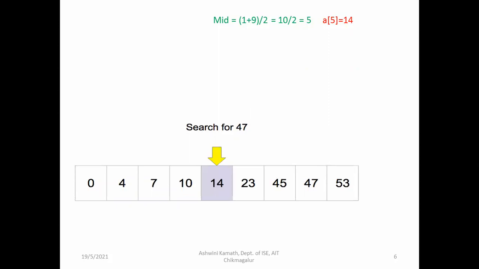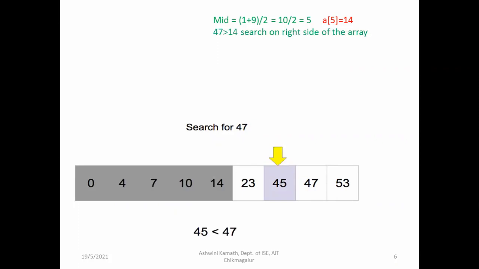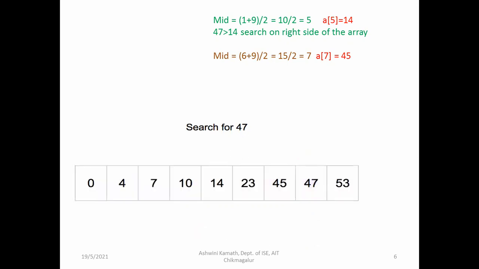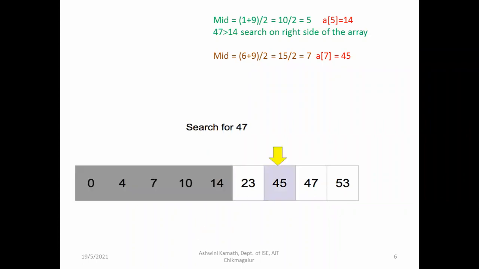We are going to check whether 47 is greater than 14 or less than 14. So 47 is greater than 14. That means you have to search on the right side of the array. So change the value of your initial position, which becomes mid plus 1, that is 5 plus 1, which is equal to 6.